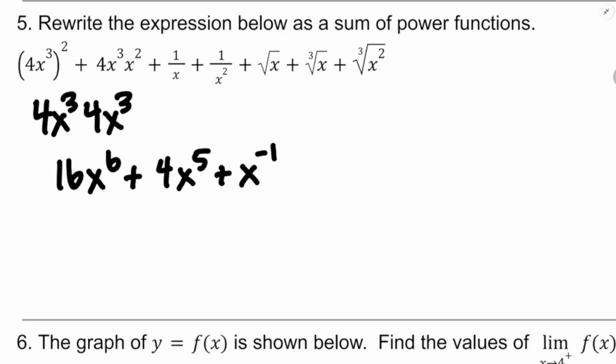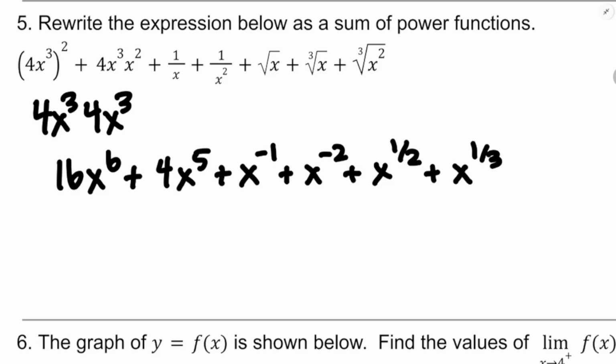Or at least, if you're watching this video, it would be like, oh yeah, I remember that. 1 over x squared is going to be x to the negative 2. Square root of x is going to be x to the 1/2 power. Cube root of x is x to the 1/3 power. And the cube root of x squared, x squared taken to the 1/3 power, is going to be x to the 2/3.